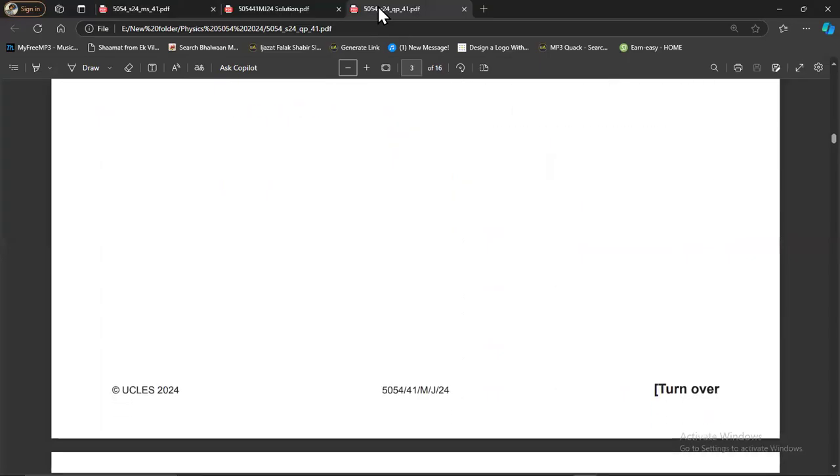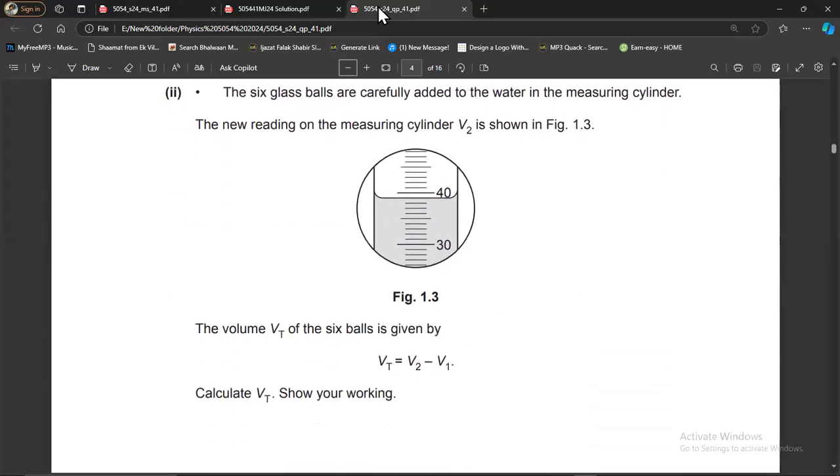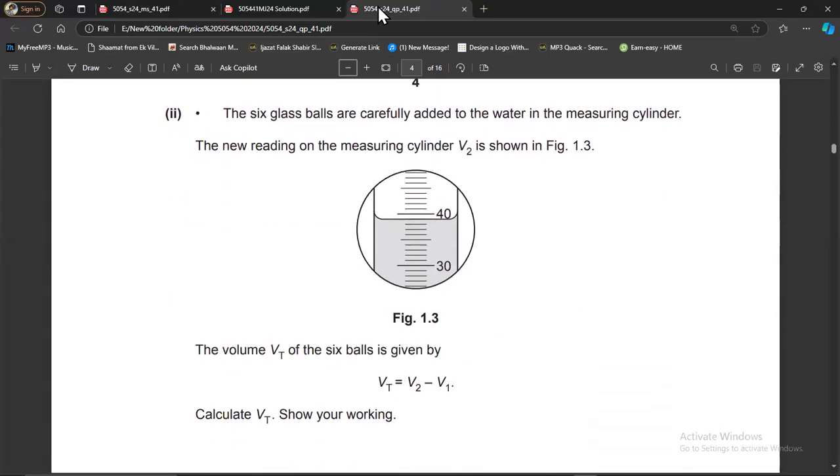Okay, then they say the 6 glass balls are carefully added to the water in the measuring cylinder. The new reading on the measuring cylinder, V2, is shown in figure 1.3.